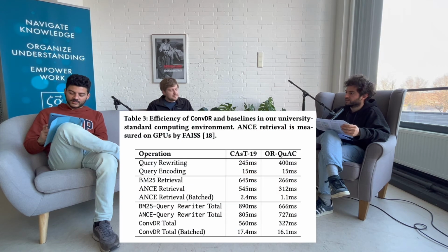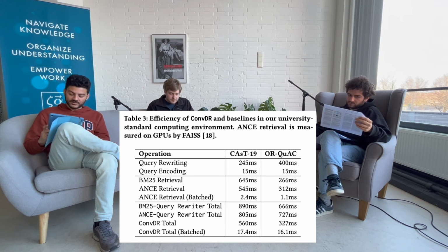All right. So very quickly, can we comment on the speed of this thing compared to other methods? Because one of the arguments that they try to sell, so to speak, is that this is faster than rewriting a query, right? Encoding it directly. Yeah, one of the motivations of the paper is that we do everything in one step, and we can see the results of that here. So if we look at table 3 at the ConvDR total, it's even lower than BM25 retrieval.